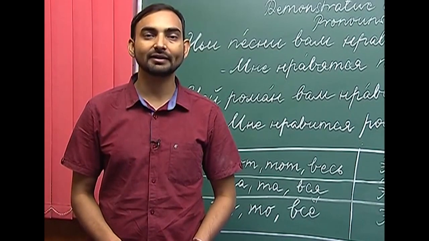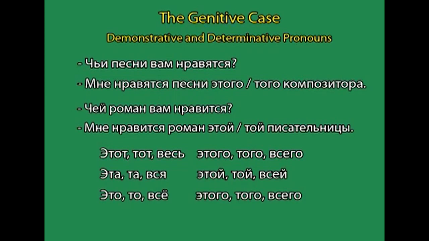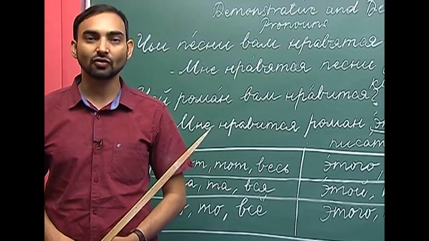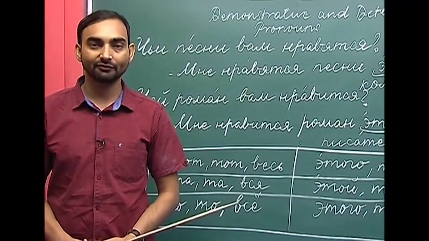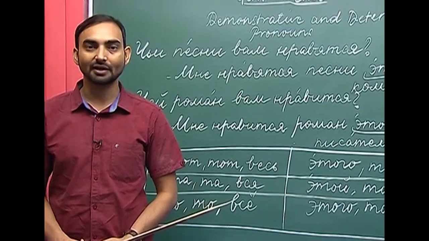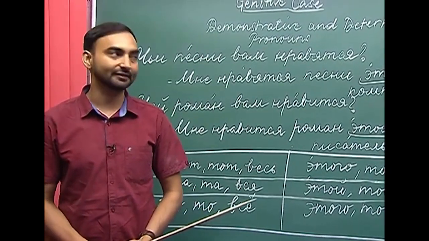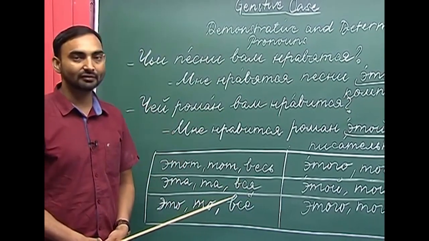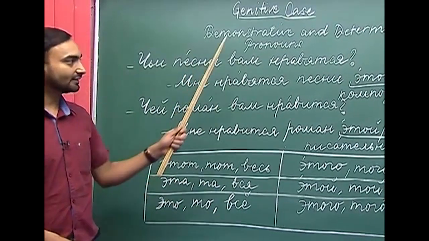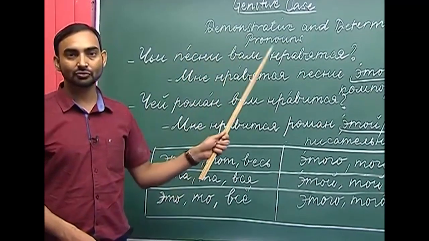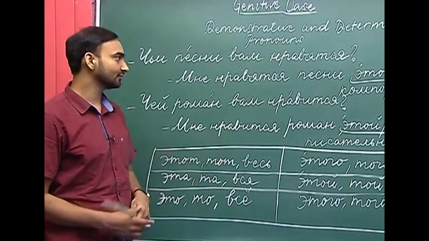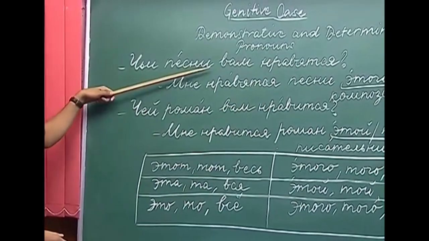We will now look at the declension of demonstrative and determinative pronouns in the genitive case. So what happens when demonstrative and determinative pronouns are used in the genitive case? So again we will look at the changes through their use in the sentences. For example, I have written some questions here.